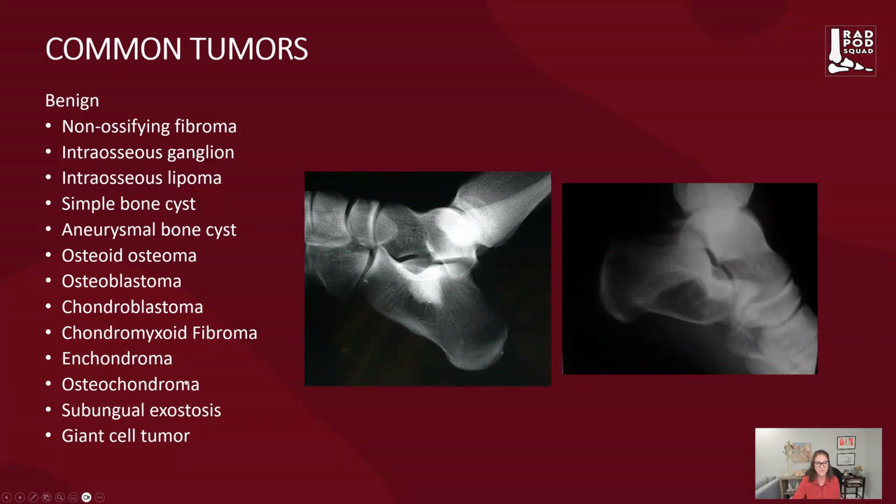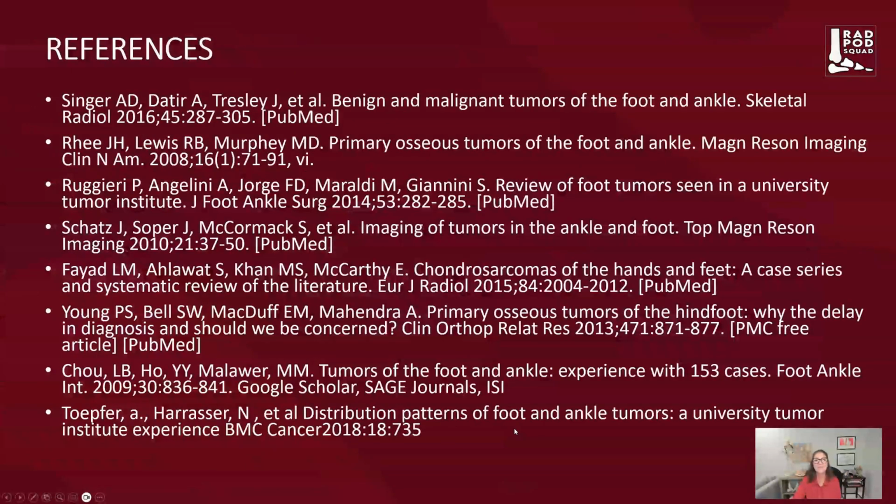Thank you so much for your time and attention. I appreciate you sticking with this, noticing this benign sclerotic lesion that we can see here in a big bone island, and of course our unicameral bone cyst that we saw in the body of the calcaneus here seen on X-ray. References are available for your review.